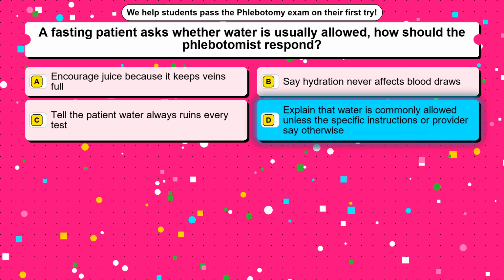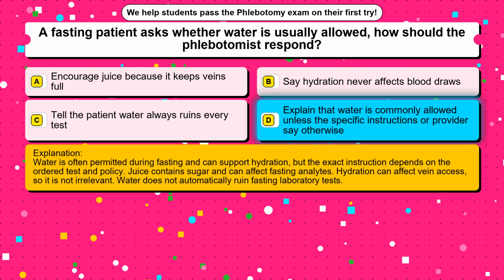The correct answer is option D. Explain that water is commonly allowed unless the specific instructions or provider say otherwise. Water is often permitted during fasting and can support hydration, but the exact instruction depends on the ordered test and policy. Juice contains sugar and can affect fasting analytes. Hydration can affect vein access, so it is not irrelevant. Water does not automatically ruin fasting laboratory tests.